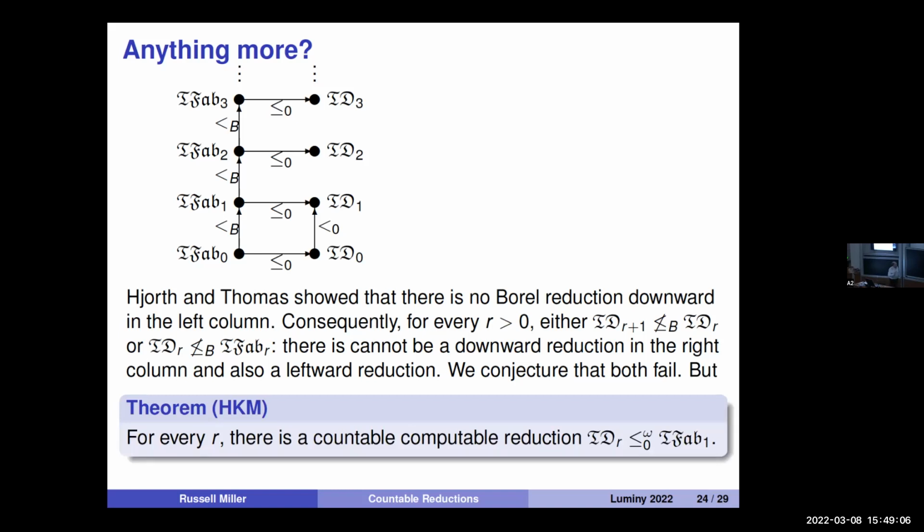But I want to fill in a last fact here. Going back to the theme of the talk, for every R, there is a countable computable reduction from the TDR class, any one of those on the right, down to TFAB 1. Again, TFAB 0 is sort of different. It's trivial, and TD 0 is also different in its own way. So ignore the two bottom ones. But everything else above that is countably computably equivalent to each other. Okay.